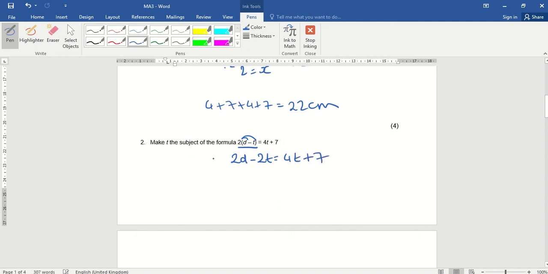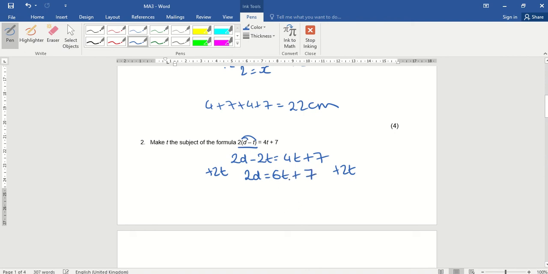Now if we want to make t the subject of the formula, then we do the same thing as if we were solving the equation. We want to isolate t on one side and move everything else across. So again, I'm going to move the smallest one, which is the minus 2t. Opposite of taking away 2t is adding 2t, so add 2t to each side. You get 2d is equal to 6t plus 7.